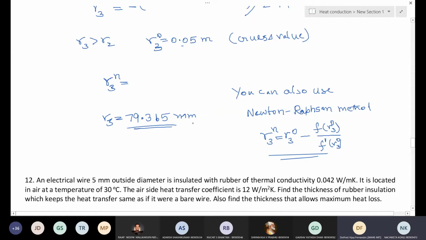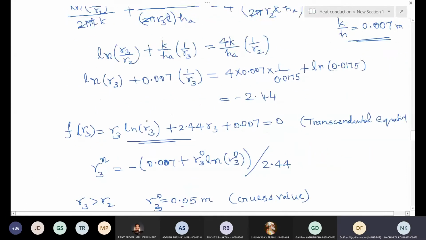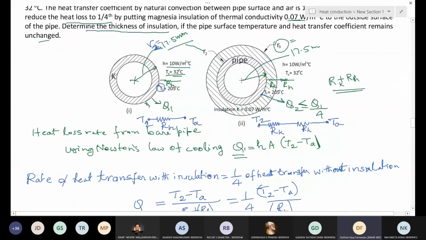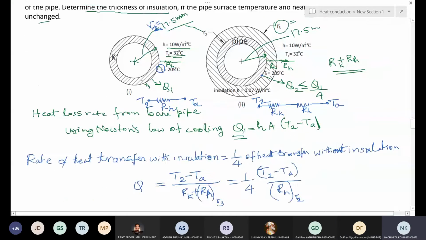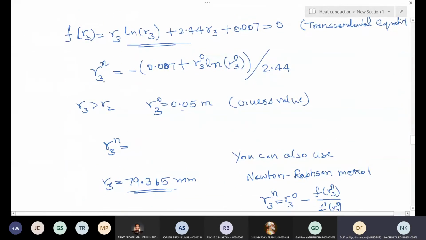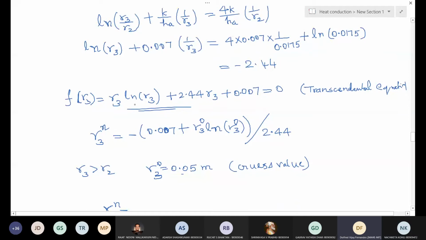Okay. Sir, so we got this value of 79.365. Now, what are we trying to find out? That's the radius of insulation, but you have to determine the thickness of insulation. So that's just R3 minus R2, right? Yeah, exactly. Oh, this is a transcendental equation. You cannot write an explicit equation for R3. Can you solve this equation?